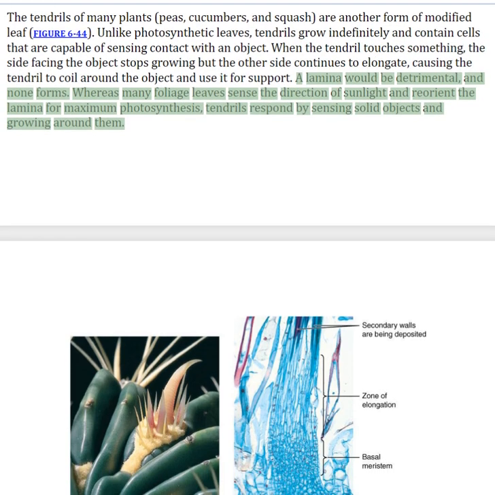A lamina would be detrimental, and none forms. Whereas many foliage leaves sense the direction of sunlight and reorient the lamina for maximum photosynthesis, tendrils respond by sensing solid objects and growing around them.